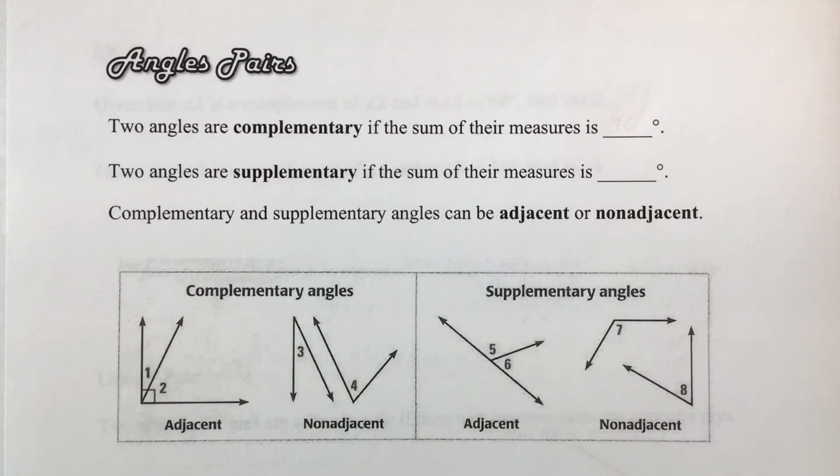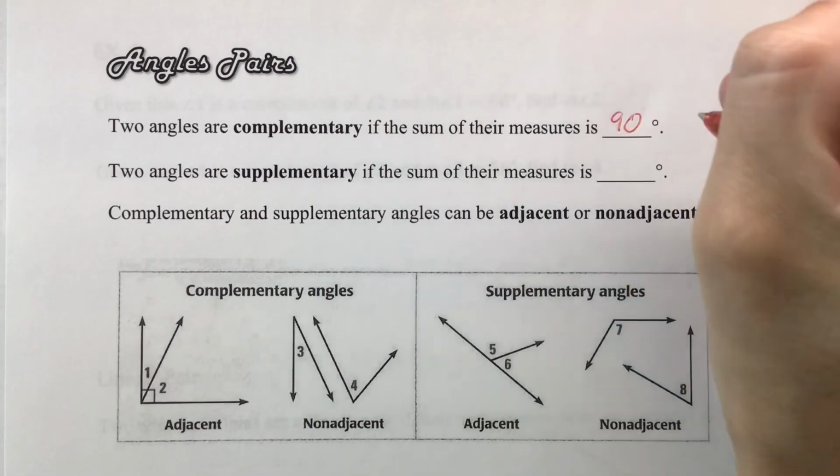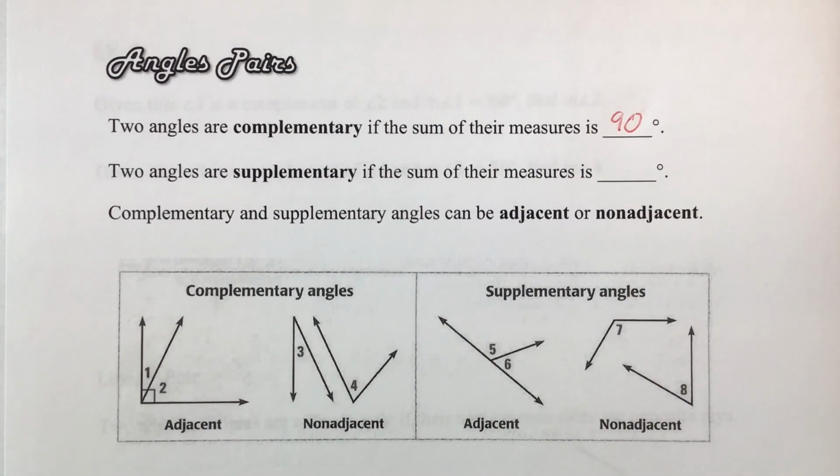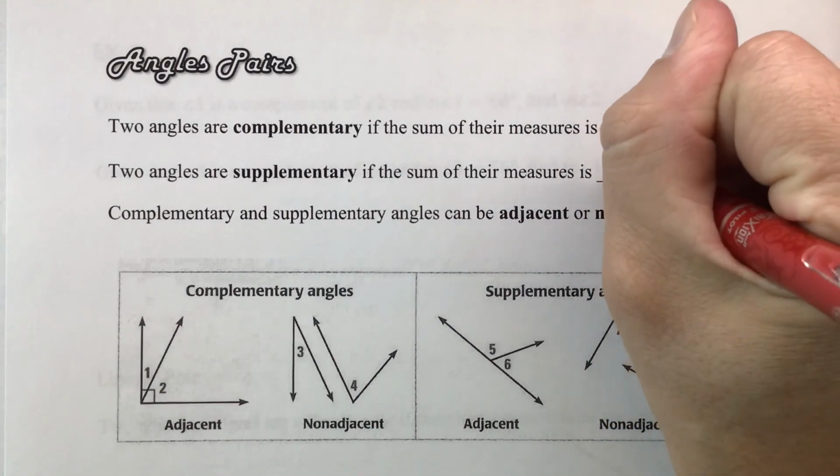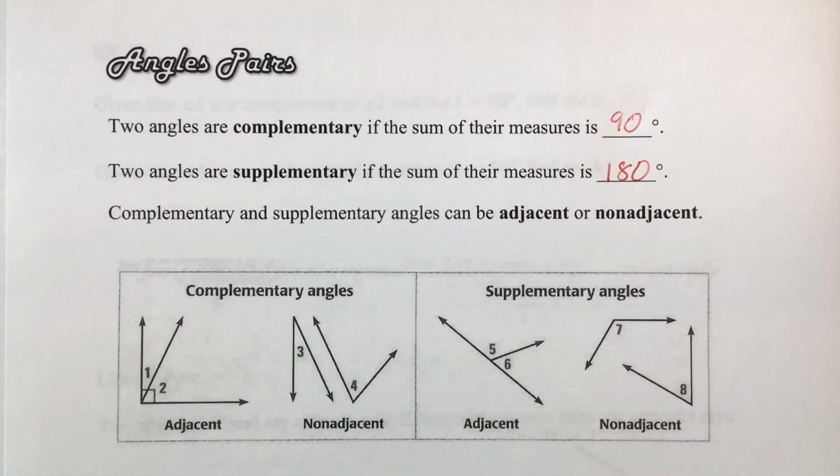Two angles are complementary angles if the sum, that is the addition, of their measures is 90 degrees. If they add up to be 90 degrees, then they're called complementary. Now two angles are called supplementary if their sum adds up to be 180 degrees. So complementary is 90 and supplementary is 180.